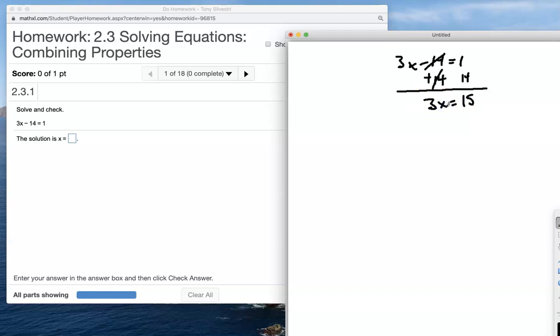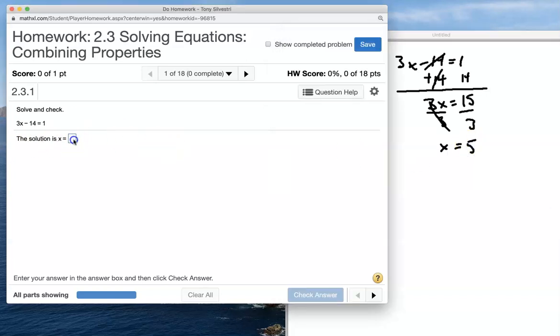All right, now you take the point of view of the x. That x has got to have no 3 associated with it. X is being multiplied by 3. The opposite is divide by 3. When I do that, I get a nice plain x, which is our goal. 15 divided by 3 is 5. Very nice. X is 5.